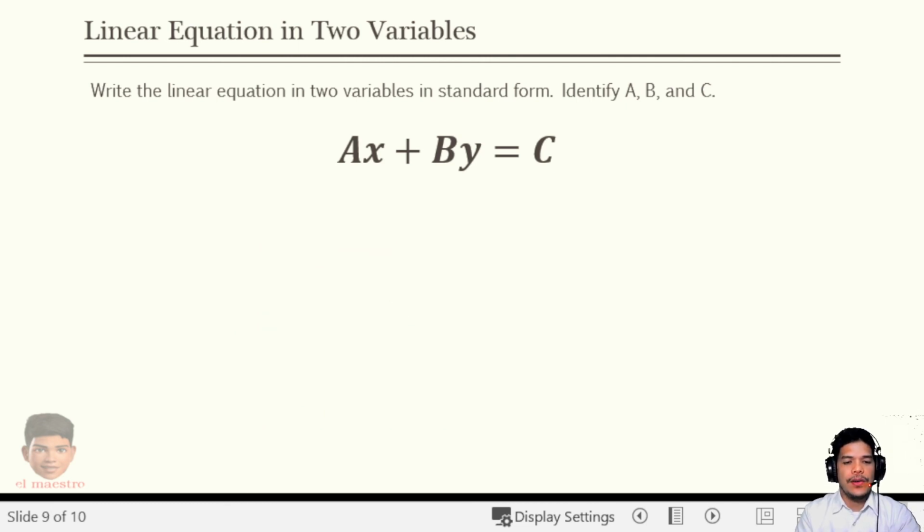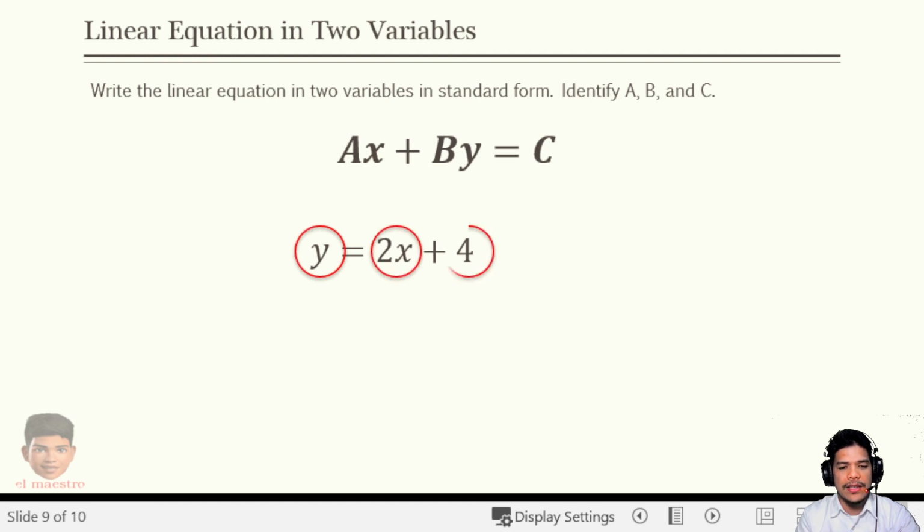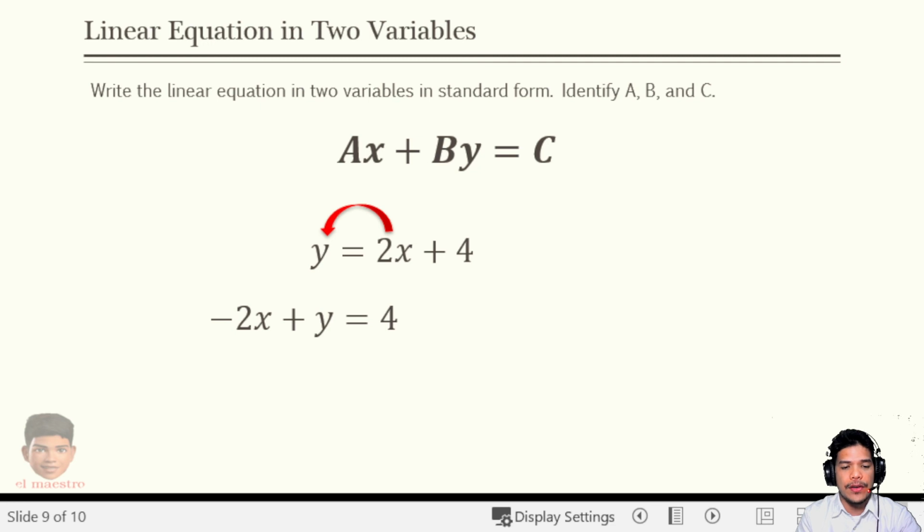Okay? So, another example. So we have y is equal to 2x plus 4. Again, evaluate, meron tayong y term, meron tayong x term, and meron tayong constant term. So meaning, this is a linear equation in two variables. The problem, this is not written into its standard form. So kailangan natin isulat into its standard form. So let's transpose 2x. So magiging negative 2x plus y is equal to 4. Okay, determine the value. O, tingnan natin, magkapareho na sila ng standard form natin.